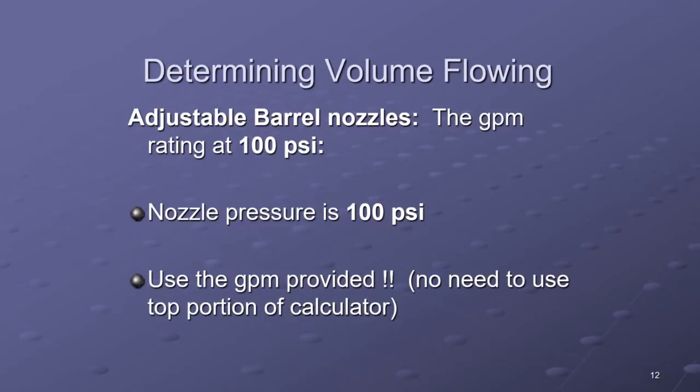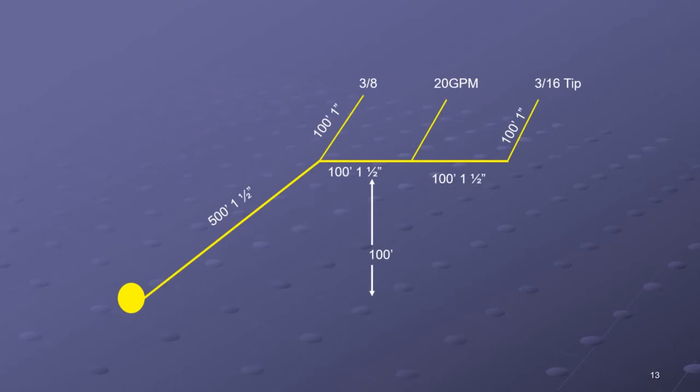How do you determine the volume that you're flowing? It's by the tips or the nozzles. So on a barrel nozzle, we give you the volume because that's how they work. Nozzle pressure is 100. Your volume is given in the problem that you're working out. So if you look here, the barrel nozzle in this equation says 20 gallons a minute. You know you're flowing 20 gallons a minute.